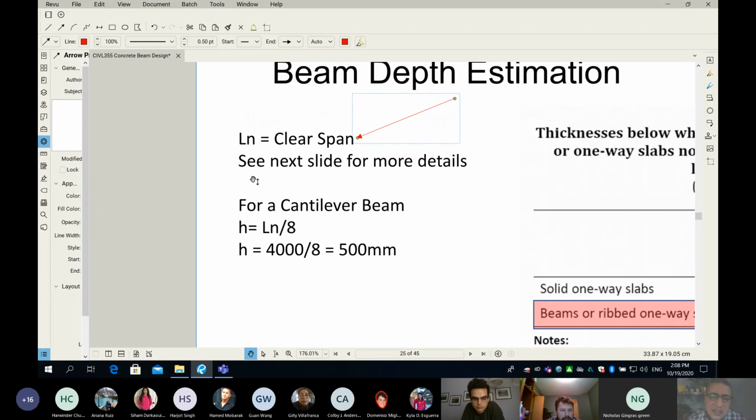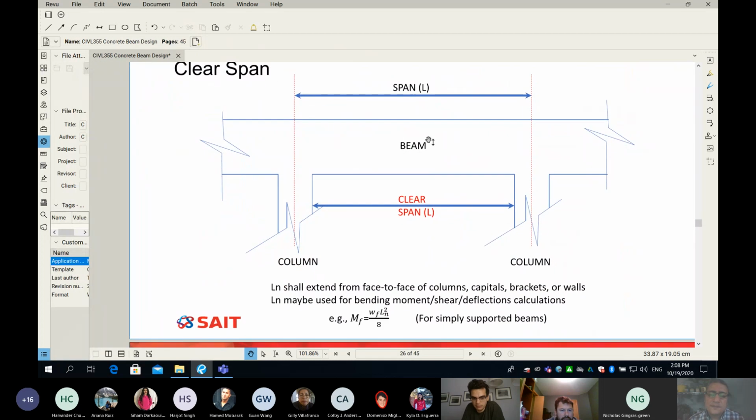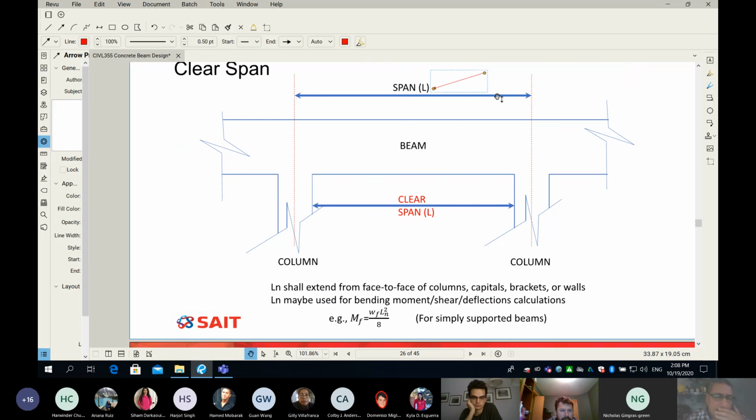And I said here, see next slide for more details. So I'll skip this part and come back in a minute. So what is clear span? Please look at this slide. You know the word span. This is not new. If we have center lines, we measure the distance from center line to center line, and we call it a span, L. Now you can see my column has a width. I'm going to show you the width of my column here. From here to there, it's the width of my column, and same from here to there, this is the width of my column.